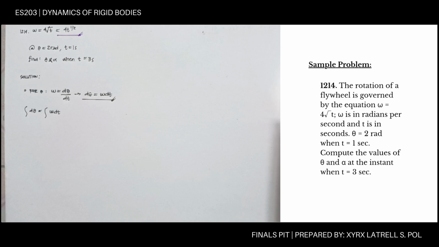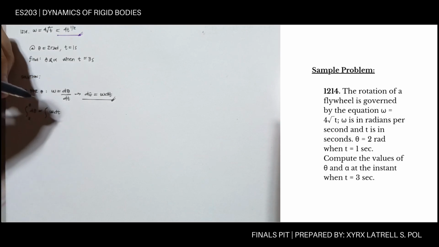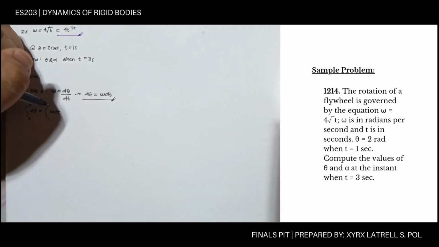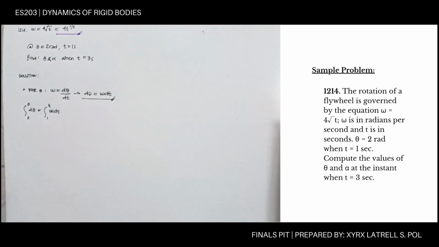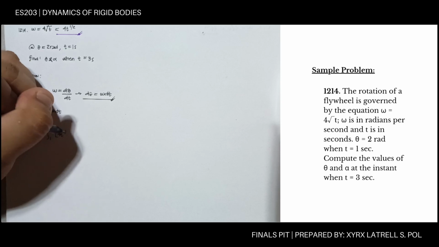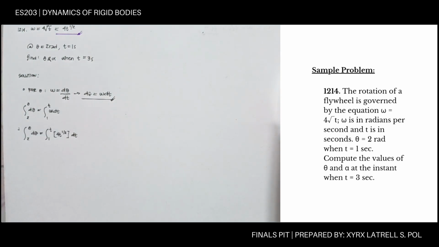So, ang initial condition ng theta ay 2, kaya lagay natin dito sa left side. Sa itaas niya ay ang theta variable lang. Sa right side naman ay ang time at alam natin na ang initial nito ay 1. So, lagay natin dyan sa baba, tas t variable lang din sa taas. After nito, substitute lang natin yung omega equation. So, magiging the integral of d theta evaluated from 2 to theta is equal to the integral of 4t raised to 1 half evaluated from 1 to t with respect to t.